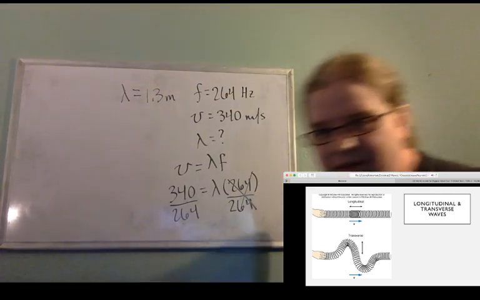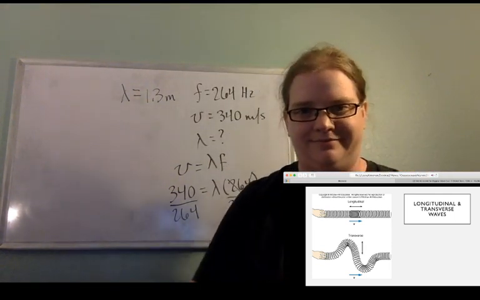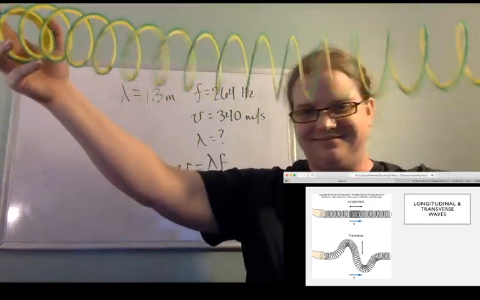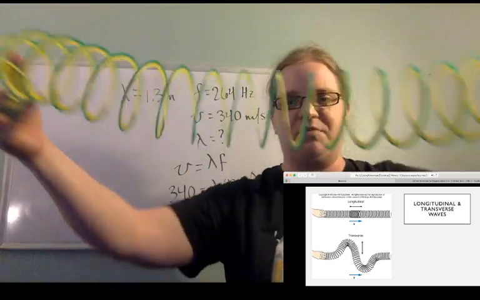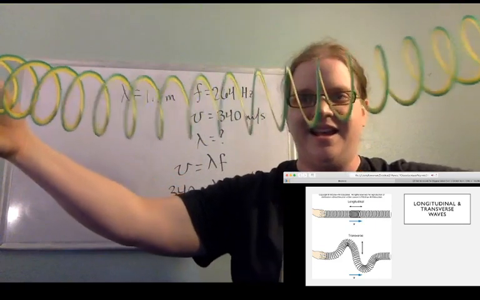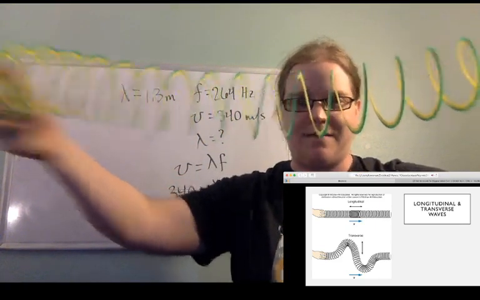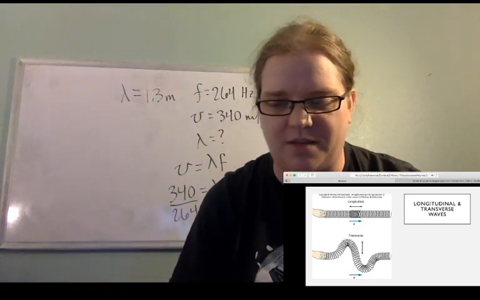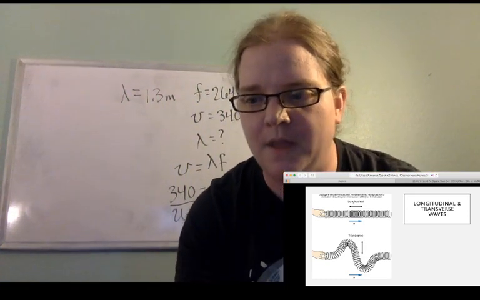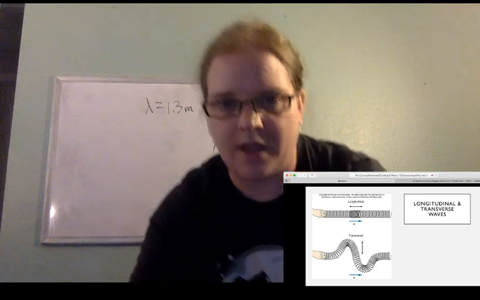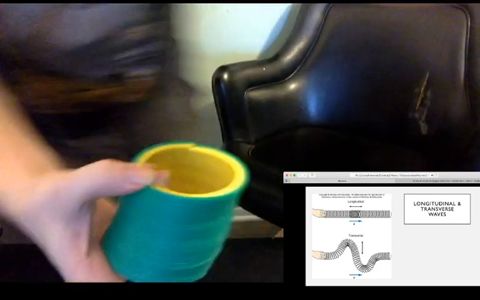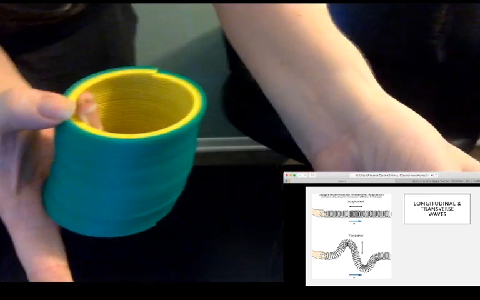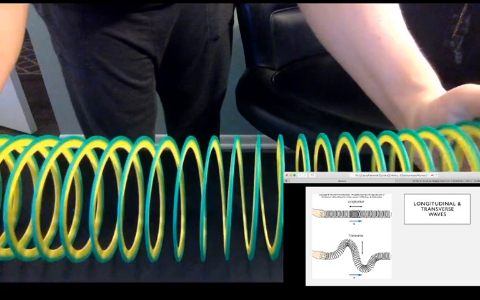Now let's see if I can do this for the camera. I have a Slinky that I took from the physics department before all of this began. Yay. Okay, so a transverse wave is going to be side to side. See, I knew this would be a little bit tricky because of gravity. So what I'm going to do here is I'm going to try to point this down at the desk. Here is my Slinky. This will be better.